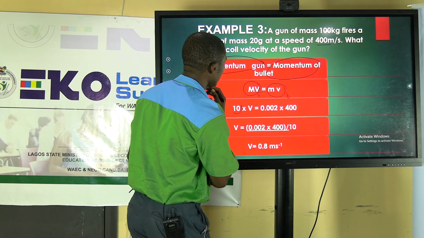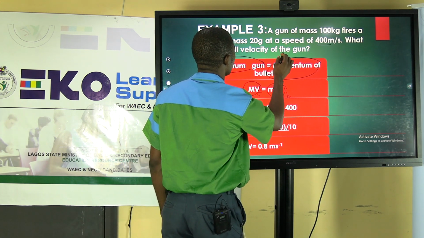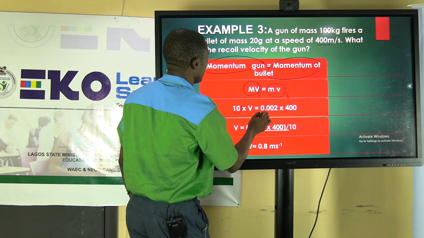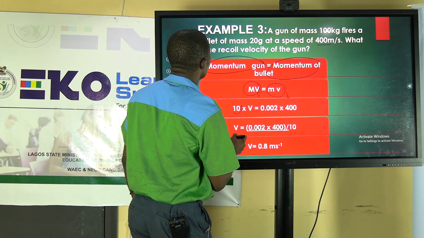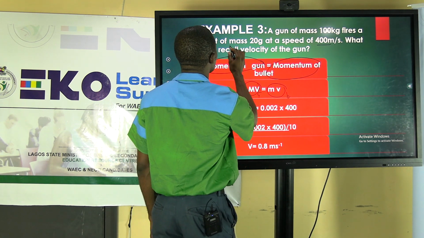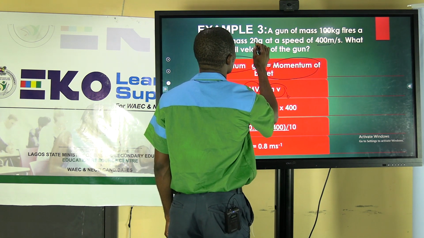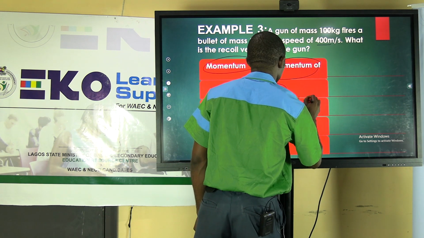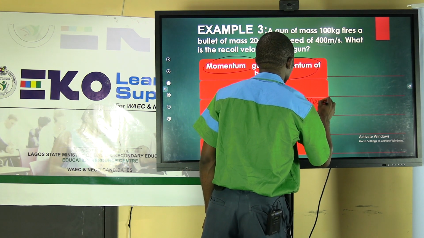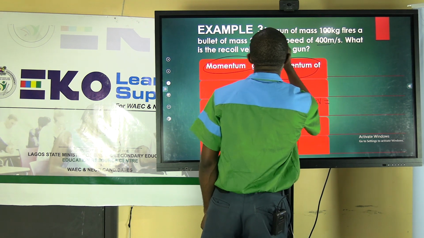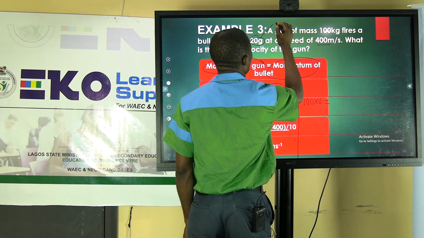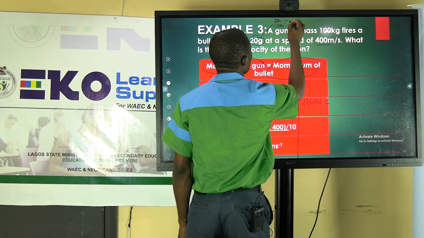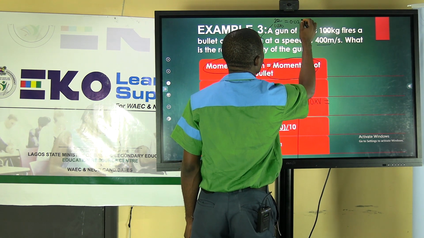100 times v, the velocity of the gun, which is equal to the mass of the bullet, which is 20 gram. So let me write it here. The mass of the gun, 100 times v equals to this divided by 1,000. That will be converting to kilogram. That will be 20 over 1,000. This is going to give 0.02 kilogram.